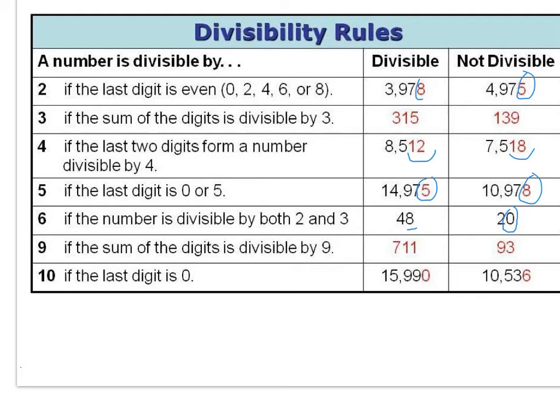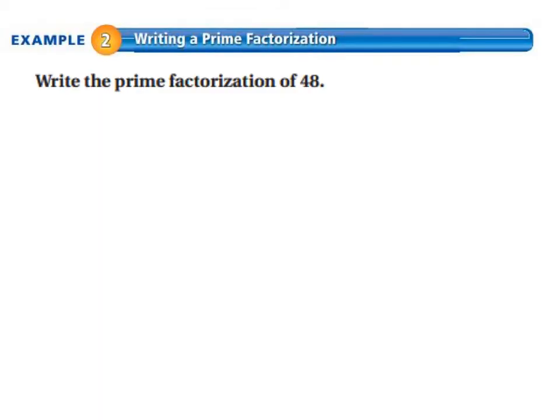And a number is divisible by 10 if the last digit is 0. Again, like the 5, it's easy. Just look for a 0 in the ones place. This one has it. This 10,536 does not.